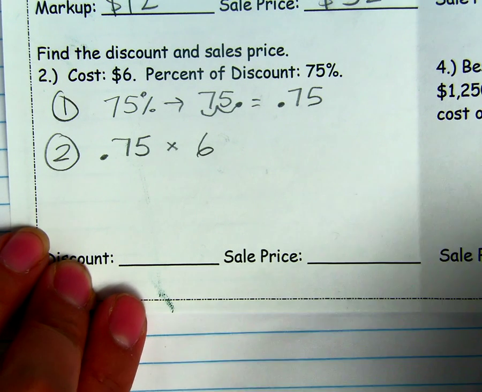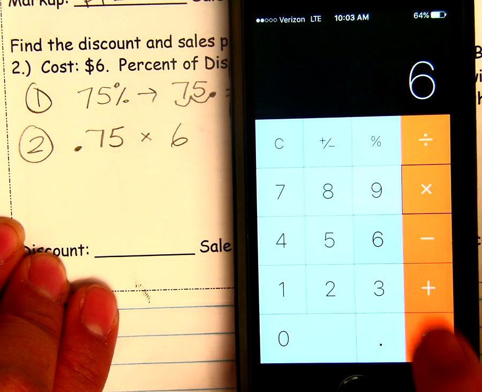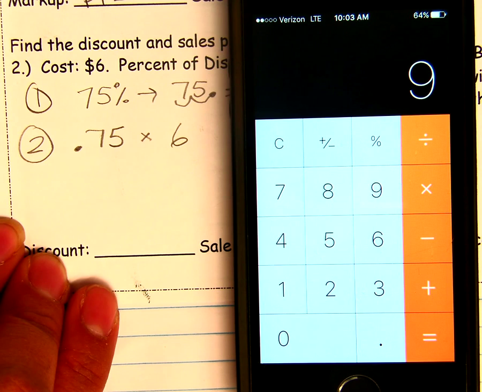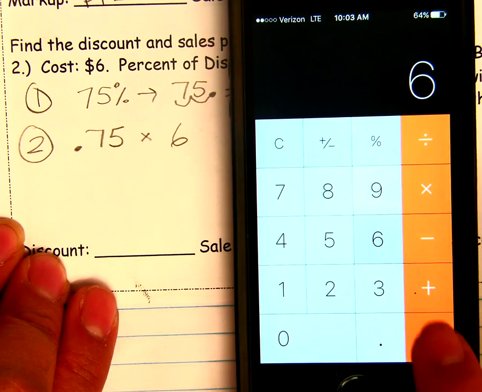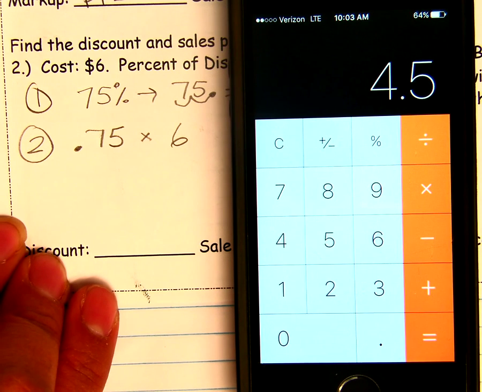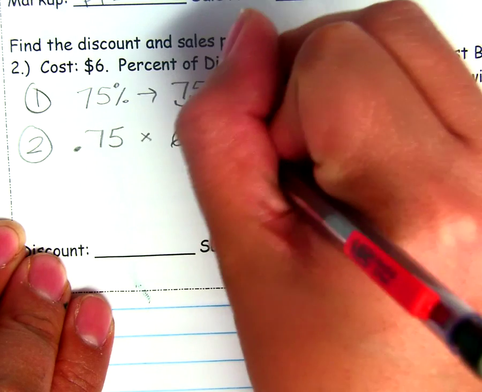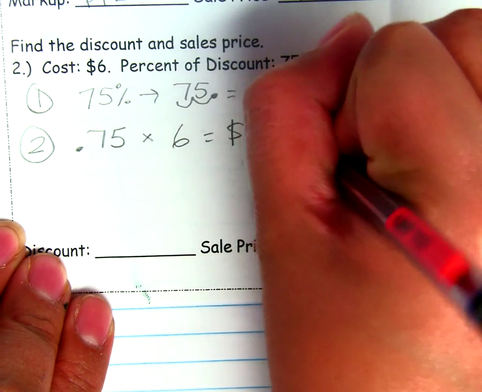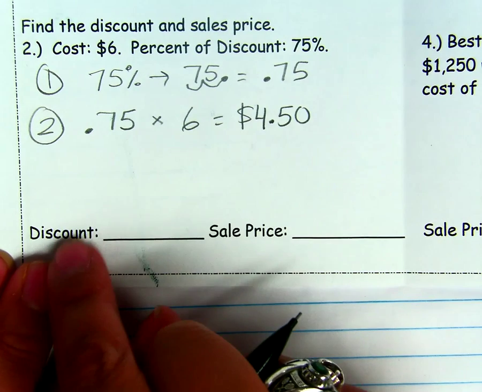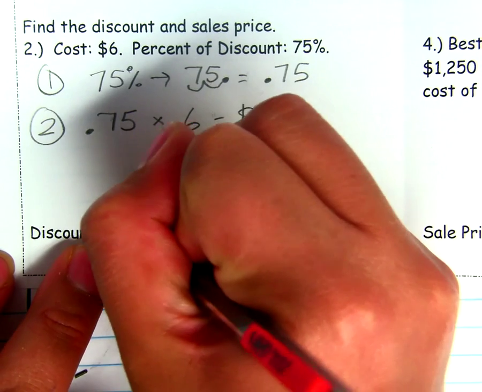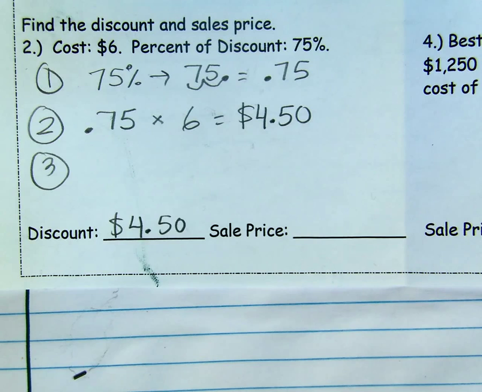Close. No, so. So we have 0.75 times 6. That doesn't make sense, right? So I did it wrong. 0.75 times 6. 4.5. So how would I write that in money? What would that be in money? $4.50. And what is that again? That's my discount amount, right? So it says discount. It's discounted $4.50. So that's like how much money you're saving, right?